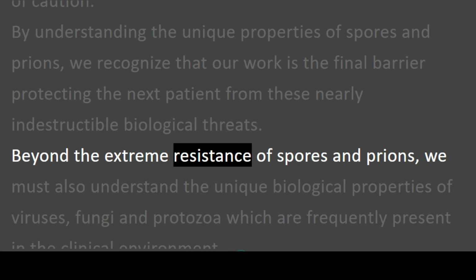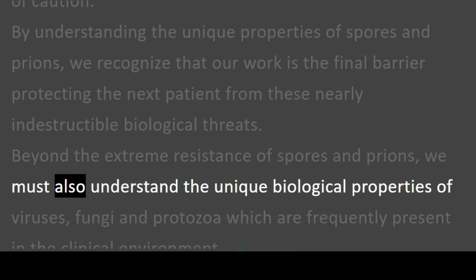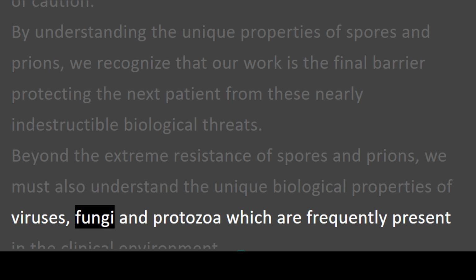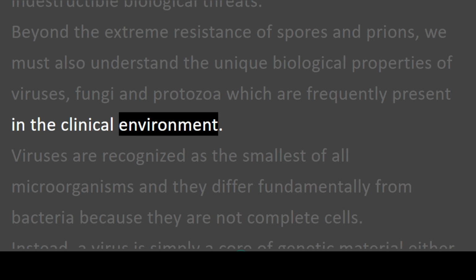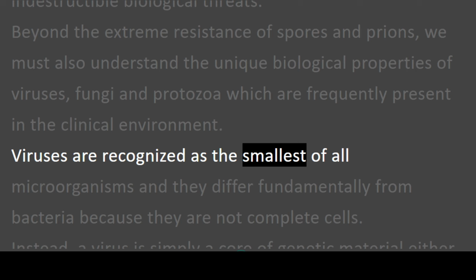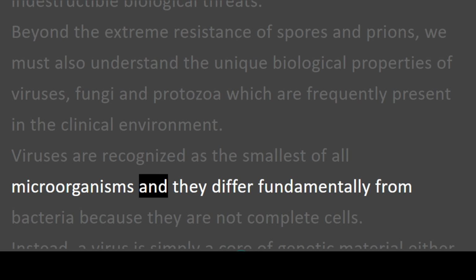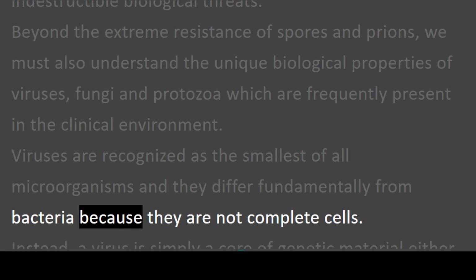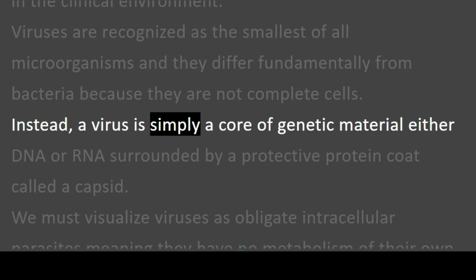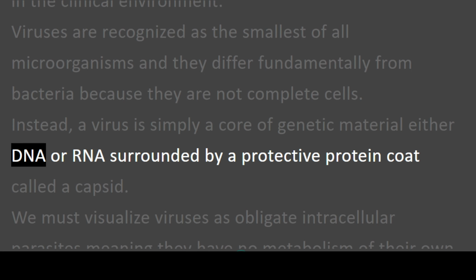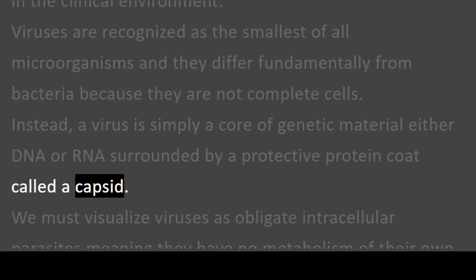Beyond the extreme resistance of spores and prions, we must also understand the unique biological properties of viruses, fungi, and protozoa which are frequently present in the clinical environment. Viruses are recognized as the smallest of all microorganisms, and they differ fundamentally from bacteria because they are not complete cells. Instead, a virus is simply a core of genetic material, either DNA or RNA, surrounded by a protective protein coat called a capsid.